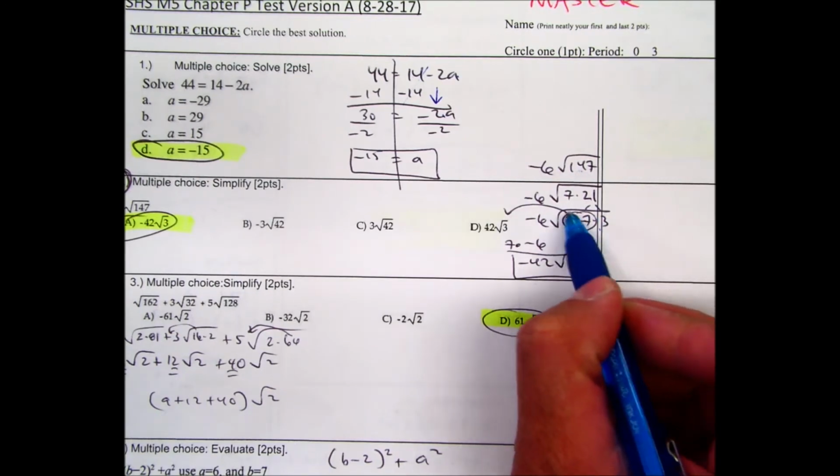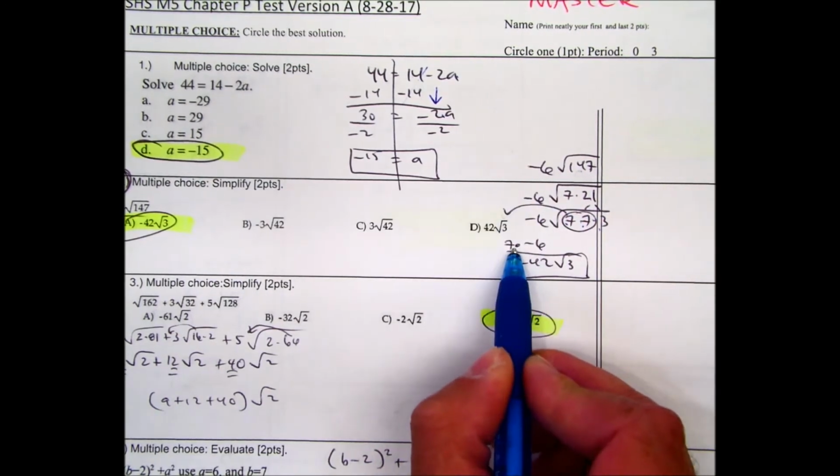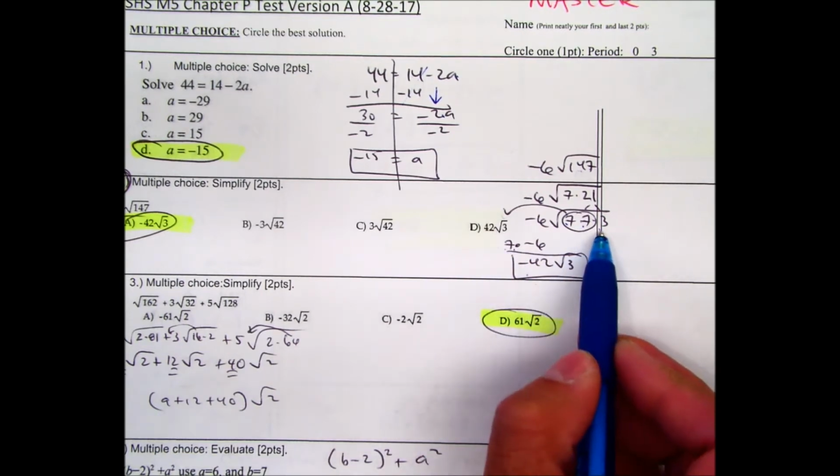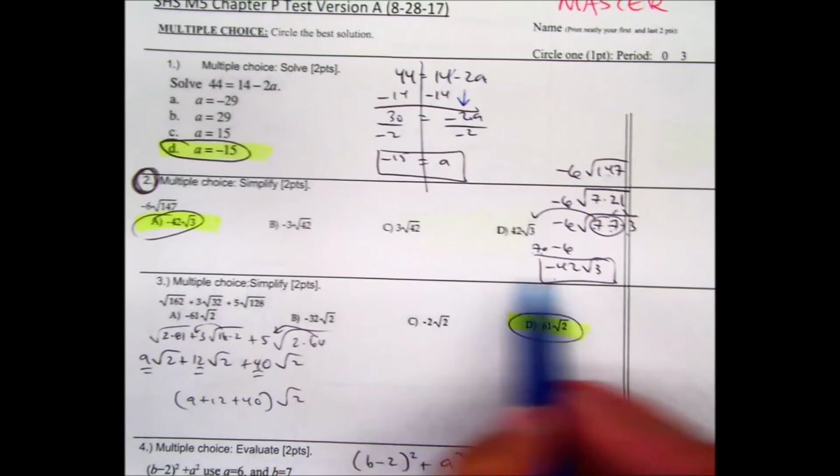Remember, the pairs of 7s go outside here, and the relationship is multiplication. This is 7 times negative 6, which is negative 42. What was not circled or as a pair is the radical 3. Negative 42 radical 3 is your answer, which is choice A.